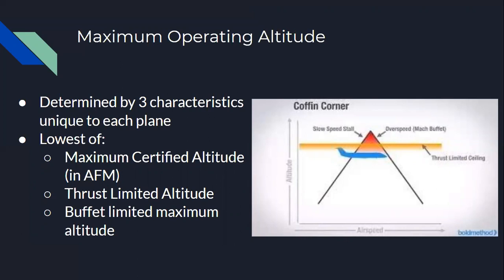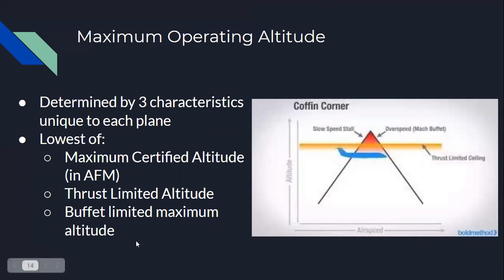Maximum operating altitudes. I put the same infographic as before to go back to these maximum operating altitude factors. They're determined by 3 characteristics unique to each type of plane. It's going to be a combination of the lowest of the maximum certified altitude, which is usually structural and refers to the pressurization load limits on the fuselage. Also the thrust limit altitude, which is the prevailing operating weight and environmental conditions. Usual controlling limit when available thrust may be very small. So that's this line right here. That's what it's referring to.